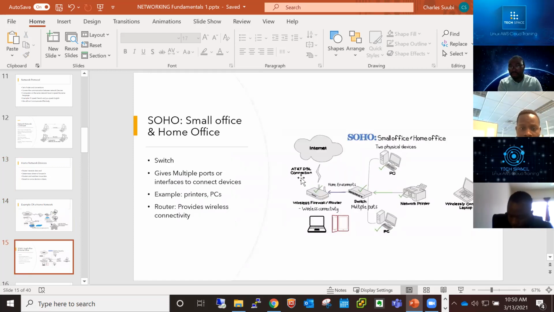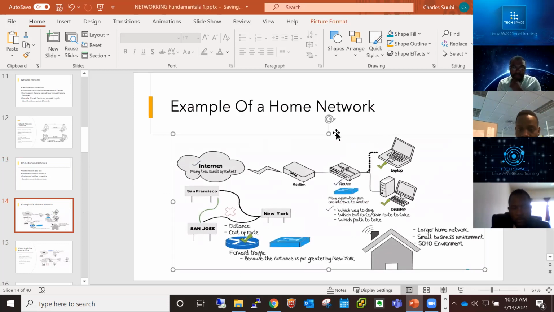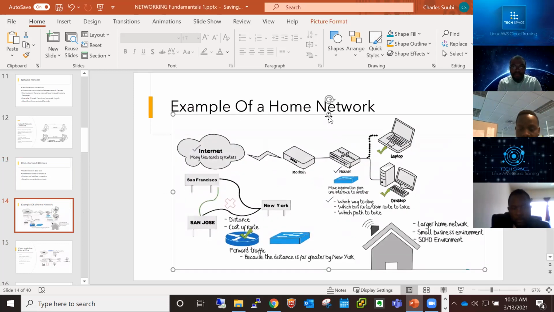So guys, right here we have an example of a home network, and I need someone to explain to me what's happening here. Can someone give this a shot? Local area network. All right, start from somewhere. Tell us where you're starting from. At least leave out this lower bit about San Francisco, San Jose, New York. Just explain to me what's happening between the internet and the laptops and desktop, the router, the modem.